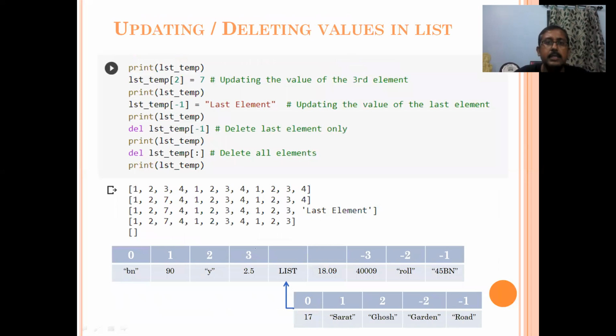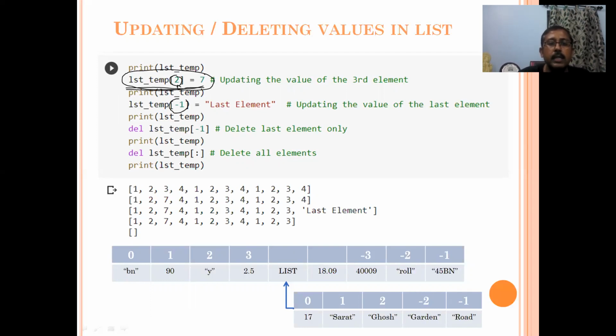So next is another very important topic. If you want to update or delete values in a list, how do you do that? Updation is very simple. You just decide which element you want to update, what is the index of that element, and simply access that element and equate it with the new value. Like that, you are going to have the updation being done, right? So this is the update.